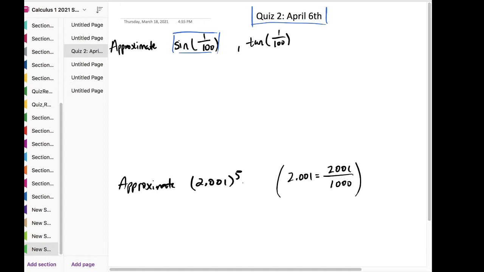How do you approximate values? What did we do last time? So last time we did linear approximation, right? So that was to take tangent lines and then plug in values into the tangent lines.